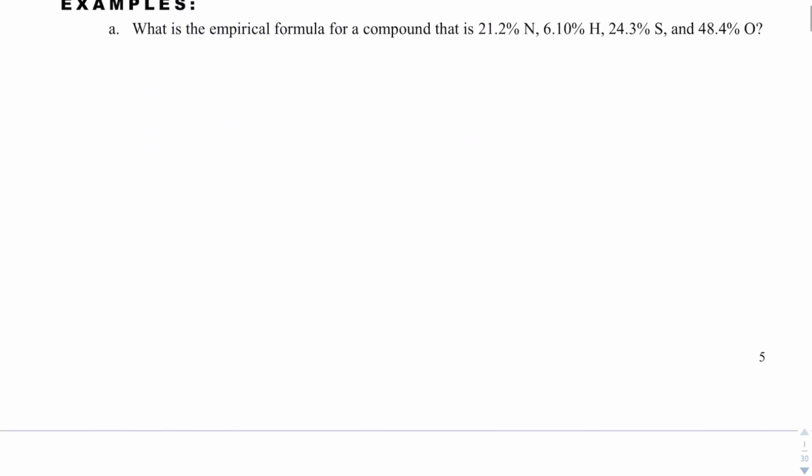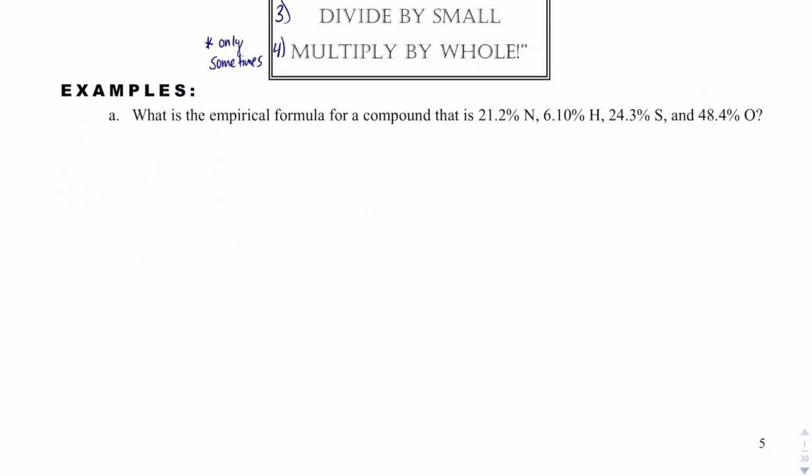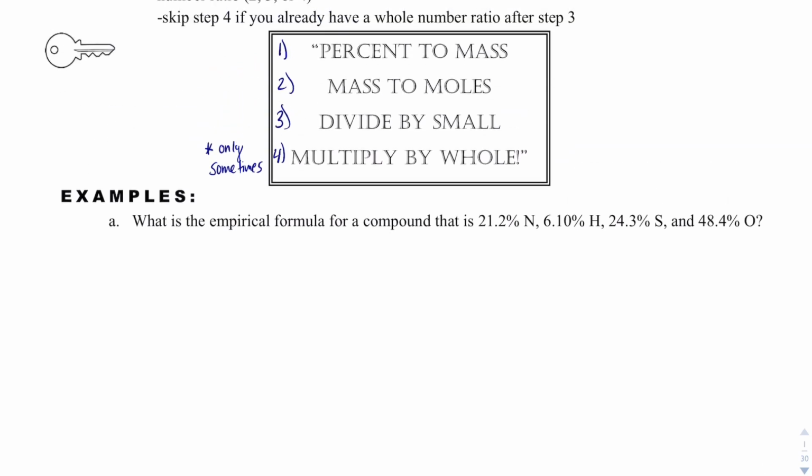And then step 4 would be multiply by whole, and this is only sometimes. Okay, so this example says, what is the empirical formula for a compound that is 21.2% nitrogen, 6.10% hydrogen, 24.3% sulfur, and 48.4% oxygen? So our first step, we're given percent, so we will do percent to mass.